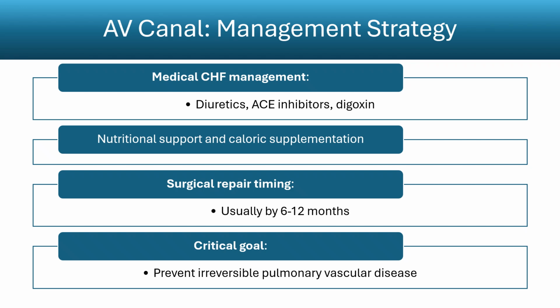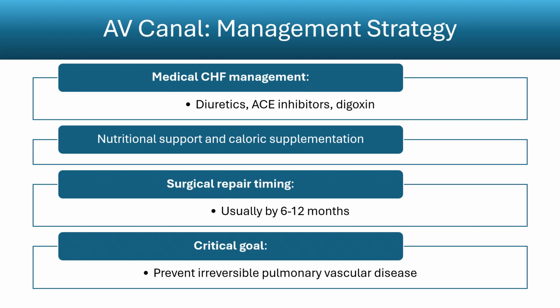Definitive treatment requires surgical repair. For complete AV canal defects, repair is usually undertaken between 4 and 6 months of age before pulmonary vascular disease can develop. In partial forms, surgery may be timed later, but still within the first year if symptoms persist. Earlier repair is indicated if medical therapy fails to control heart failure or if pulmonary hypertension is advancing.